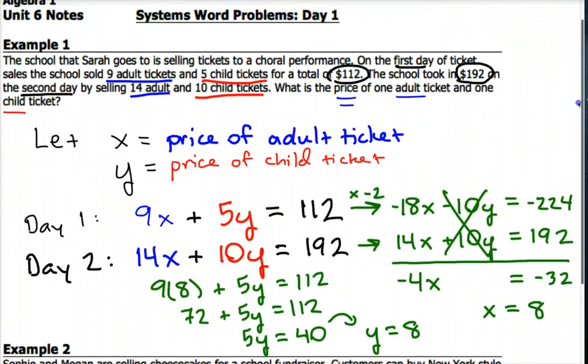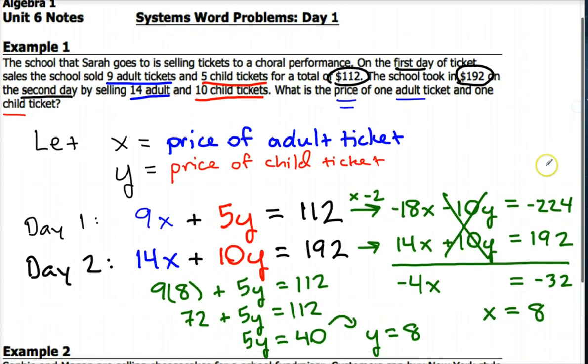But this is a word problem, so I want to go ahead and I want to give my answer in words with labels. So I would say for this one that the cost of 1 adult ticket is going to be $8 because x was the price of our adult tickets. I would also say that the cost of 1 child ticket is also $8 because y is the price of a child ticket.